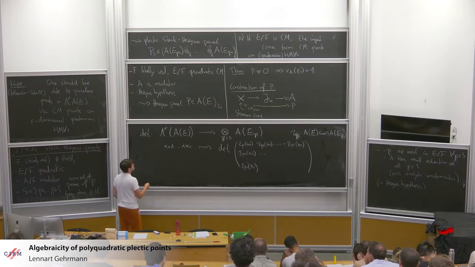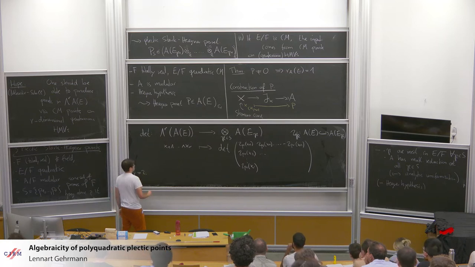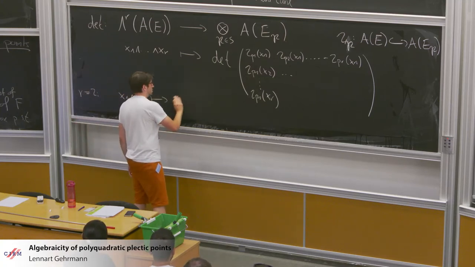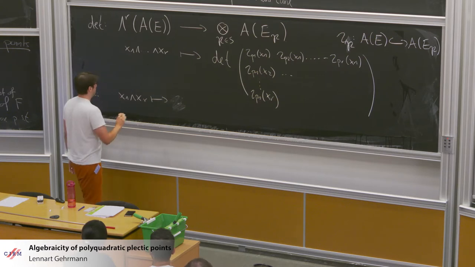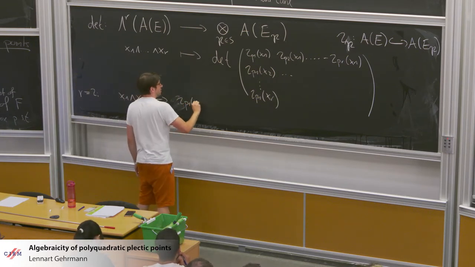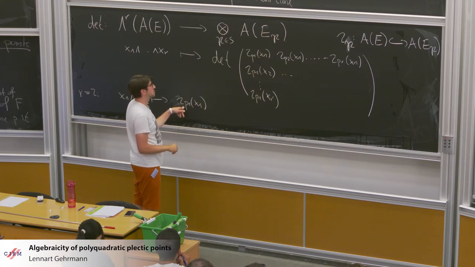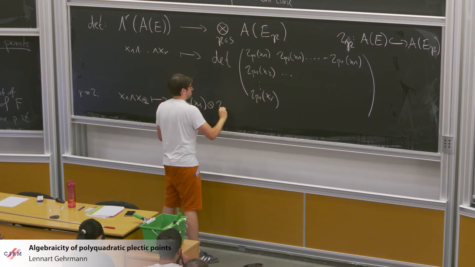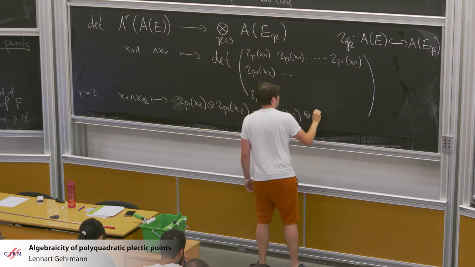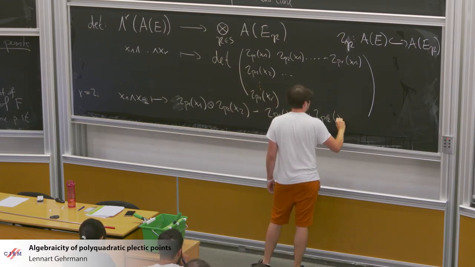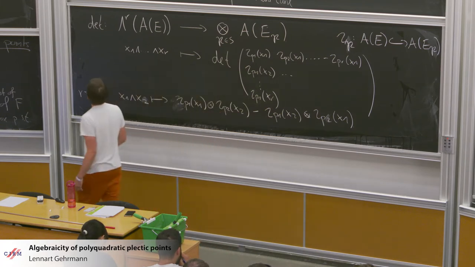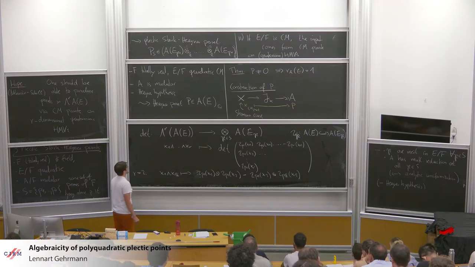So just to make this more feasible, if r is equal to 2, what we're doing is we send x1 wedge x2 to iota p1 of x1, so this is an element of A of E_p1, tensor iota p2 of x2, minus iota p1 of x2 tensor iota p2 of x1. I mean, this maybe makes it more feasible what this determinant is. Okay, great.